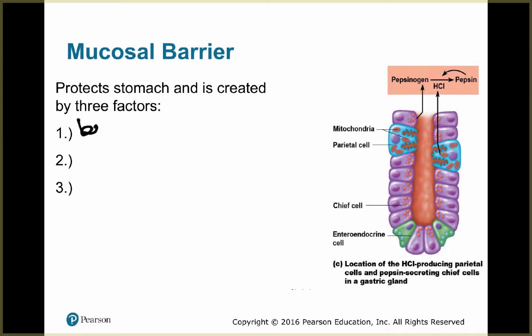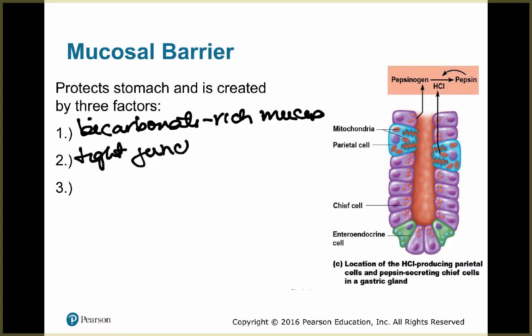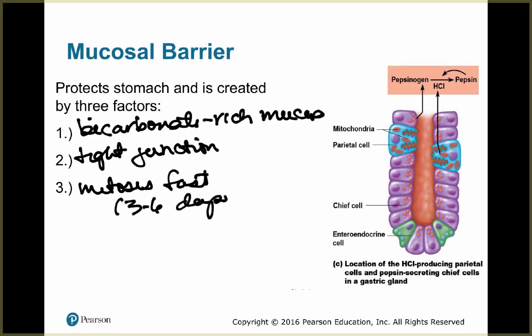Again, a bicarbonate layer. What else also helps us is that there are tight junctions in the stomach between the epithelial tissue, so essentially it's going to prevent the juice from seeping underneath the tissue. And basically, mitosis is fast. The surface of this is replaced every 3 to 6 days to help make sure that the damaged epithelial cells are removed quickly.